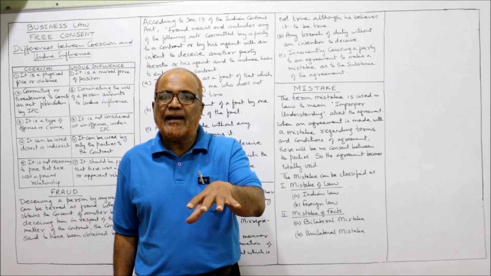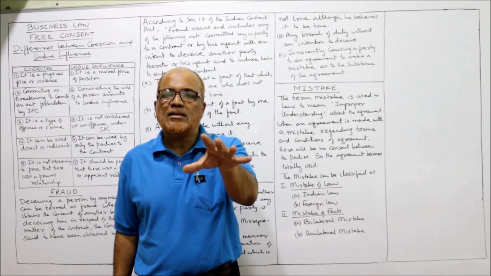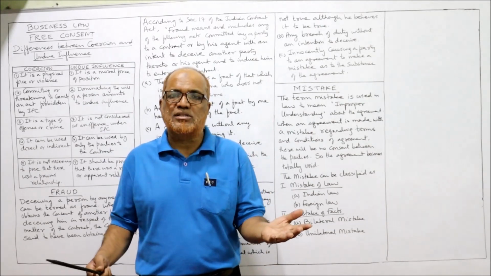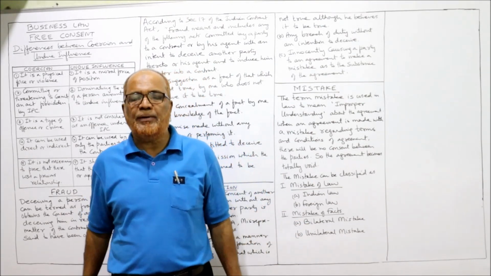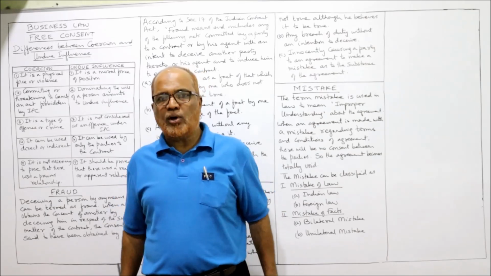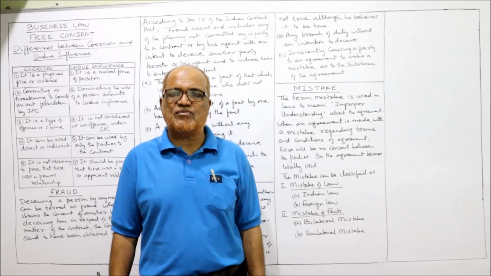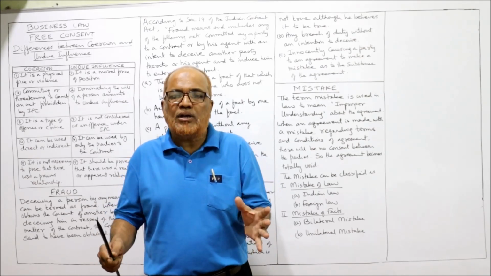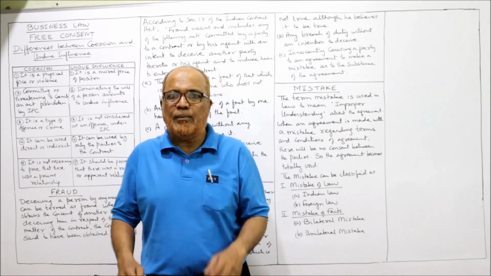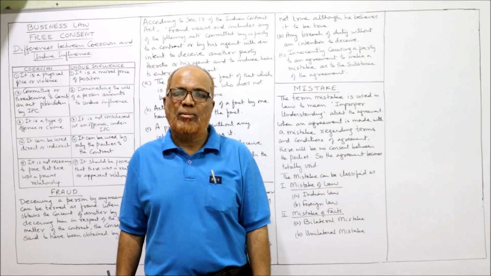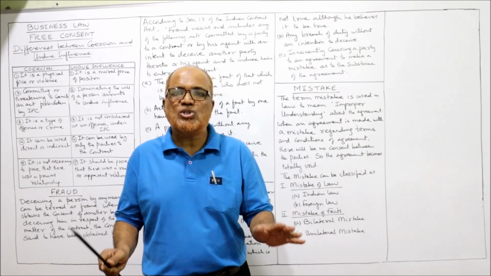If it is a bilateral mistake, the contract itself will become a void contract. For example, A says to B, will you purchase my horse for rupees 5,000? B says, okay, I will purchase your horse for rupees 5,000. Both have agreed to a contract. But without the knowledge of A and B, the horse had died one day before.